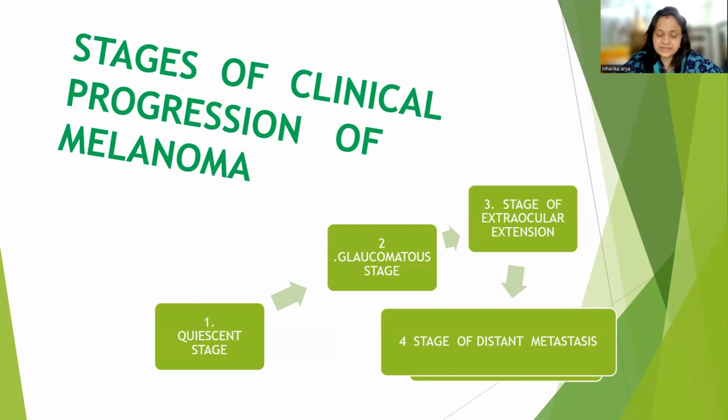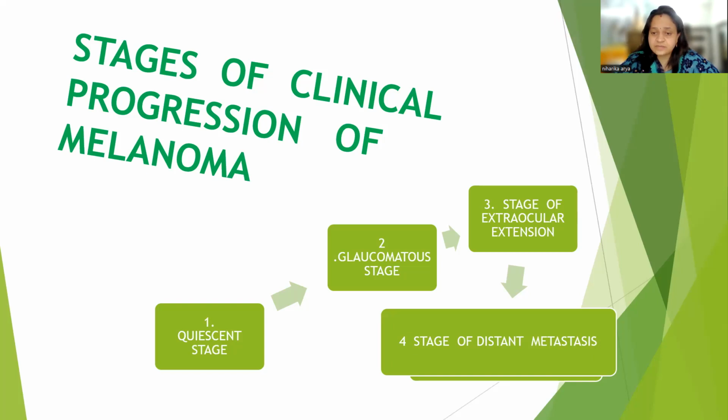So this occurs only in the quiescent stage. In this stage there are no signs and symptoms, just blurring of vision. In the second, the glaucomatous stage, because of the increase in the size of the mass, there is pressure inside the eyeball, that is, there is an increase in the intraocular pressure.